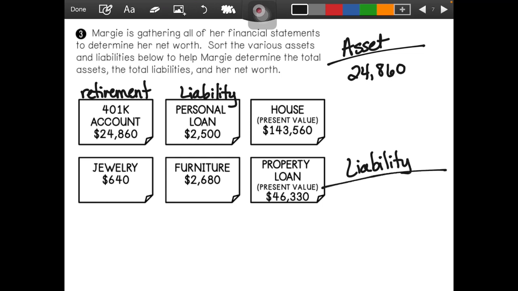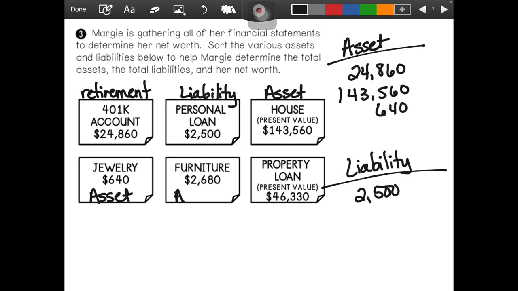So my liability would be my loan for $2,500. My house, the present value of my house. We're going to assume that there is no loan against the house because it doesn't tell me it is. So this again is going to be an asset, $143,560. Jewelry is something I own, so this is an asset, $640. Furniture, again, is an asset because it doesn't say I have a loan against it, $2,680.